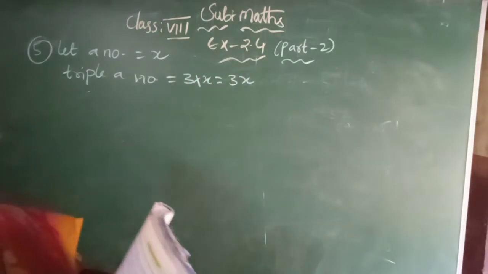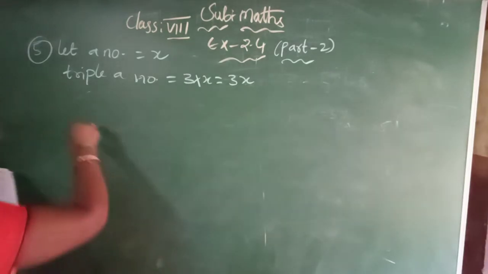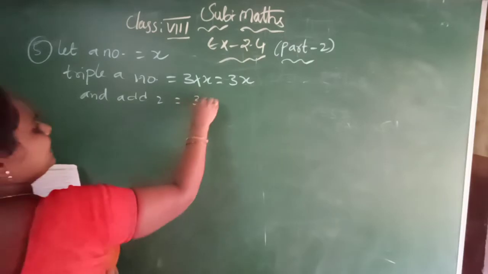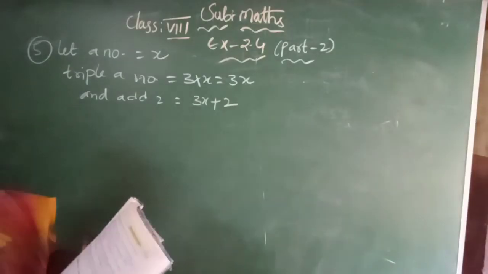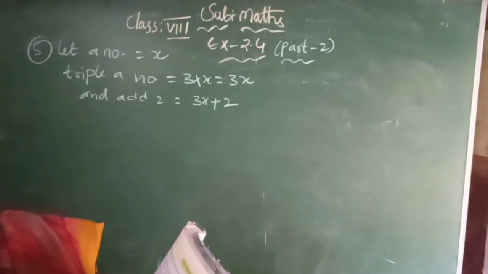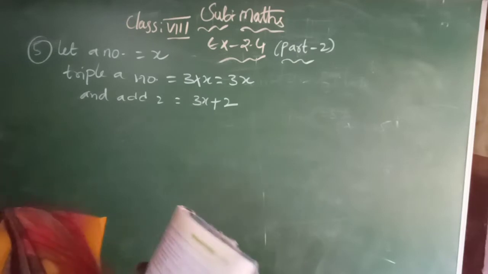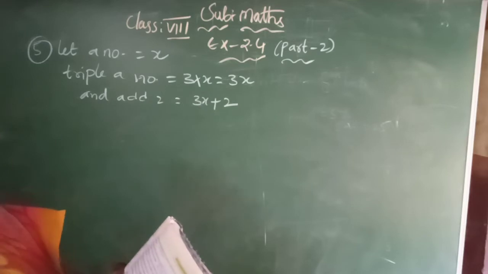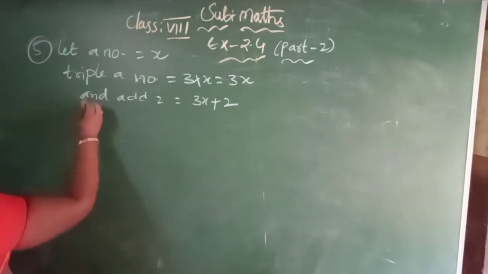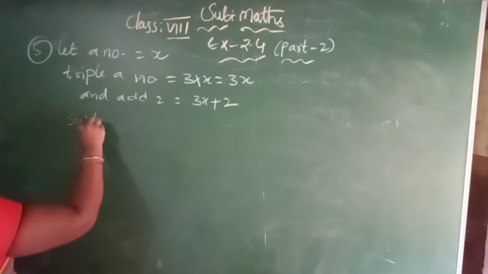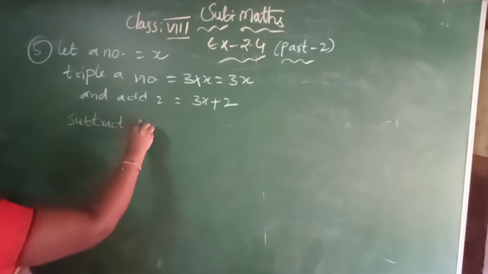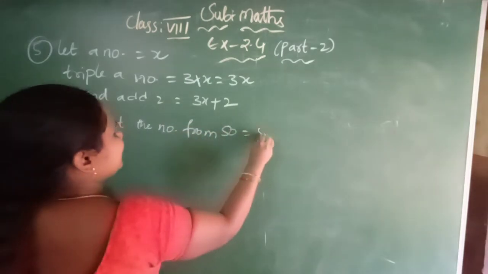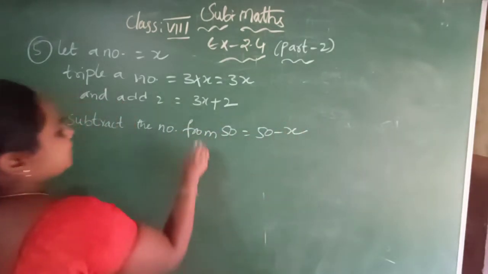When I triple a number and add 2. So what will we get here? 3x plus 2. And next, what is given? I get the same answer as I do when I subtract the number from 50. Subtract the number from 50 means what? So what will you get here? 50 minus x.